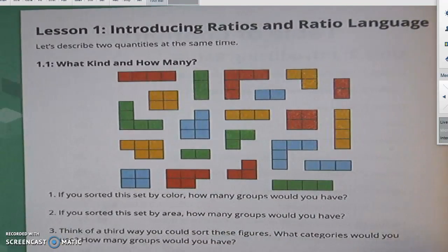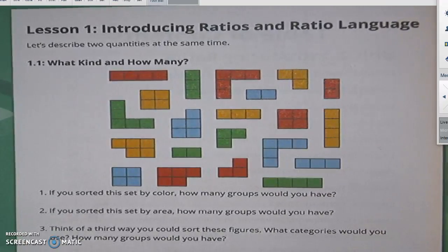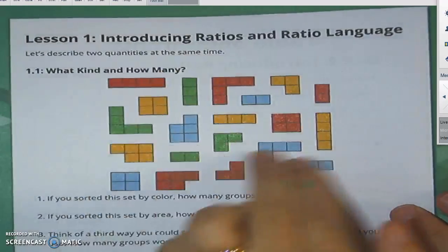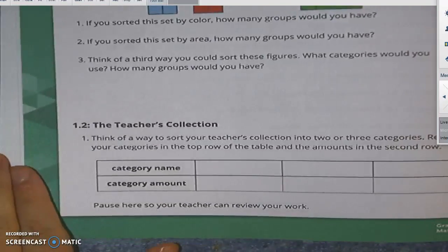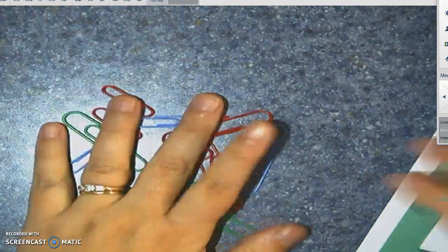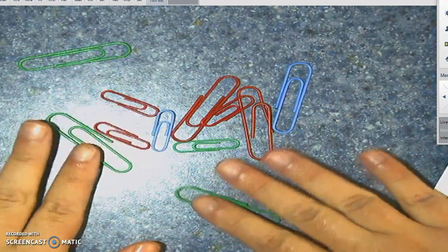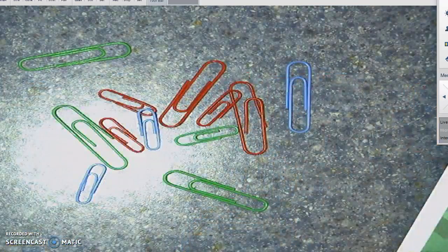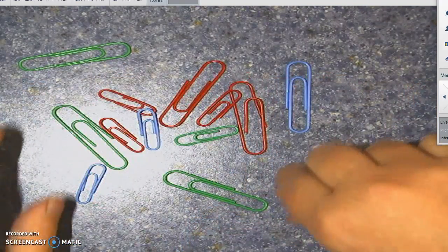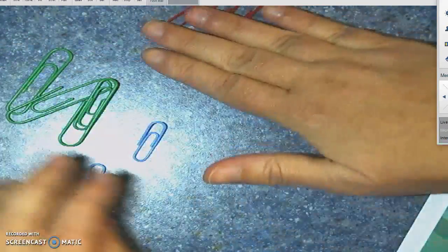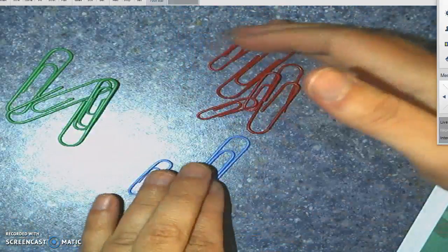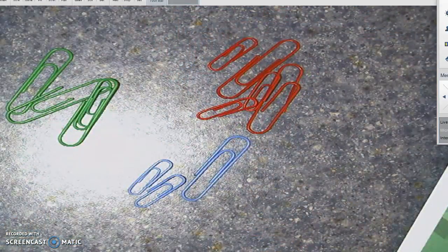So yesterday we did lesson 1, introducing ratios and ratio language. And we started by just looking at different ways that we can sort a group of objects. And then we did the section called the teacher's collection, where I showed my collection of paper clips. And everyone decided on a way to sort them into groups. So some people sorted by color, and some people sorted by size, and a couple of other things. And then once we have it sorted, we can write a ratio statement. So a statement that compares two different groups.